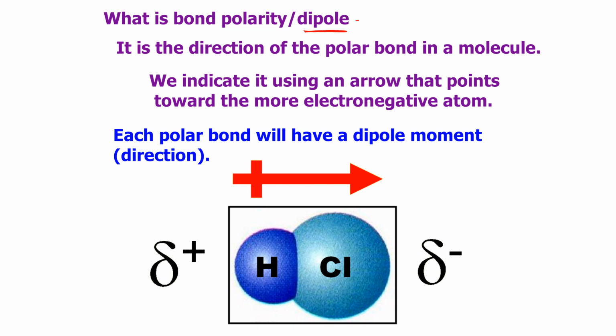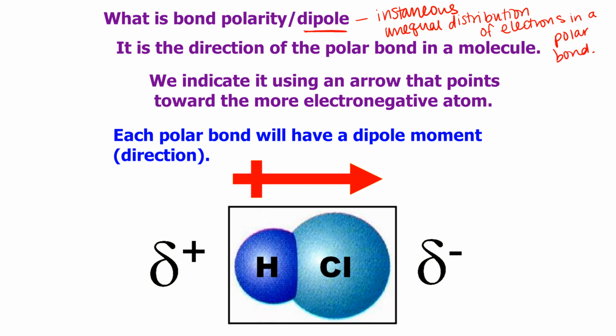And what that means is it's an unequal distribution of electrons in a polar bond. So we can represent that unequal distribution of the electrons in a polar bond. I'm going to go ahead and get rid of this word instantaneous. Let's just focus more so on the unequal distribution.